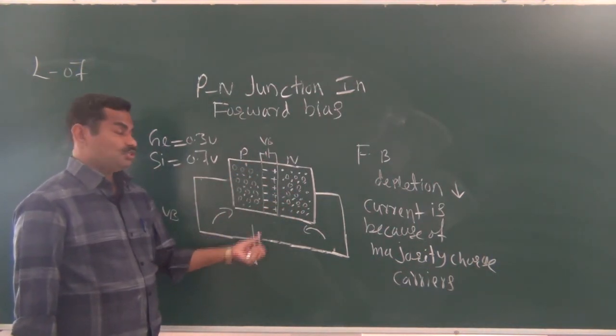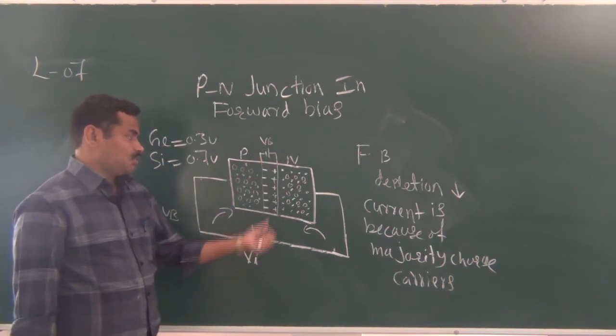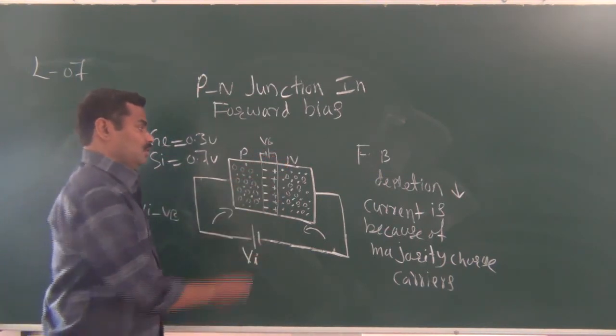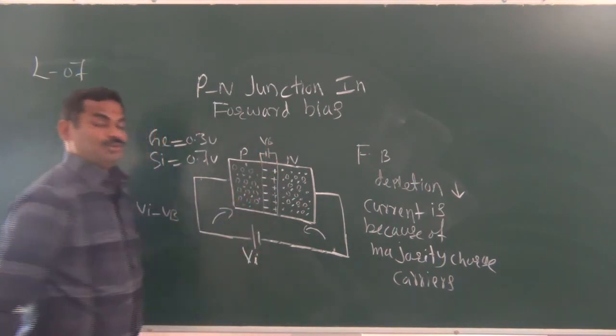It means the applied voltage opposes the barrier potential, because you see plus minus, minus plus. It means the Vi and Vb are in the opposite direction.